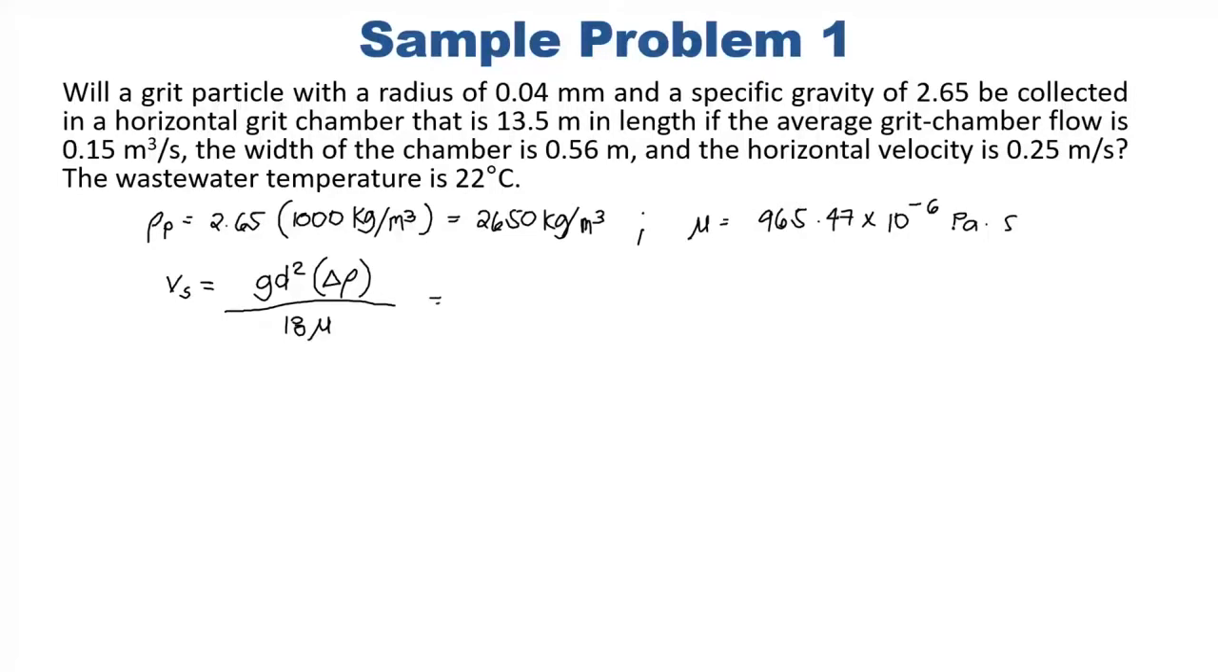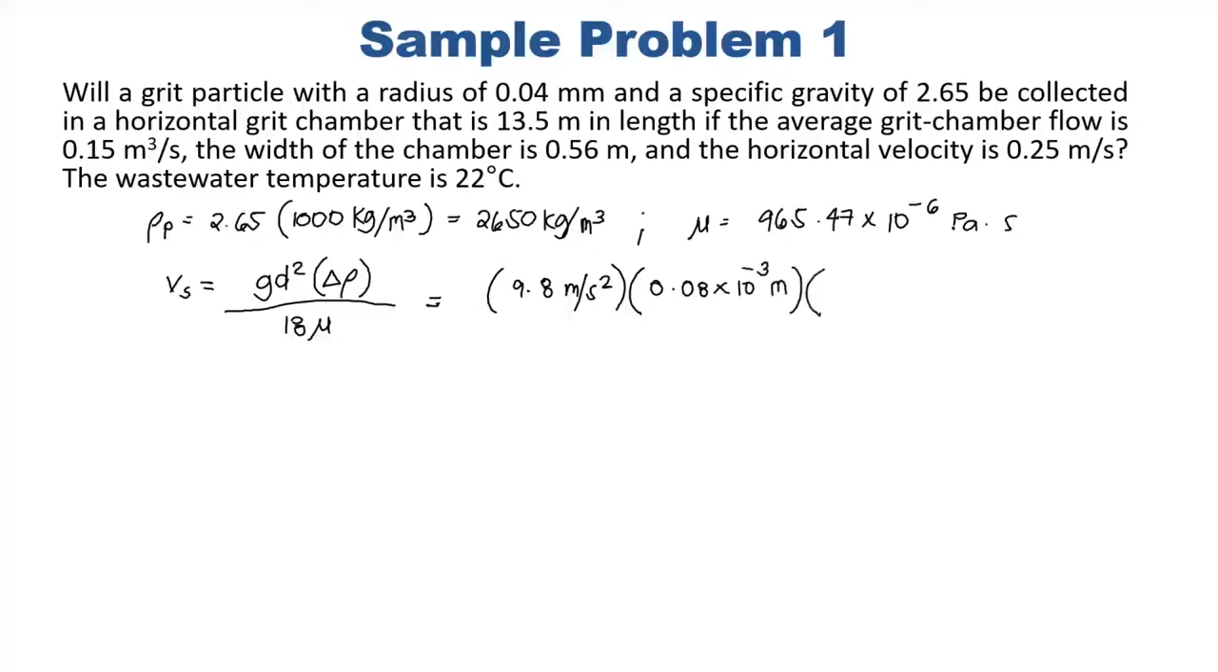Okay, so for the gravity, we have 9.8 meters per second squared. For the diameter of the particle, the problem states a radius of 0.04, so just multiply by 2, it's 0.08. Then convert to meters, times 10 raised to negative 3 meters.